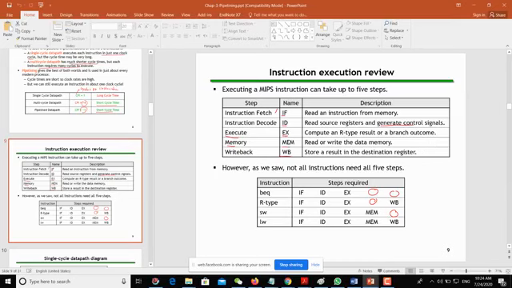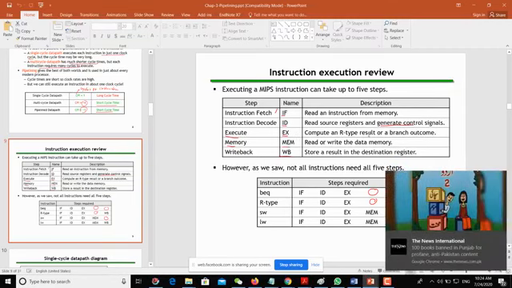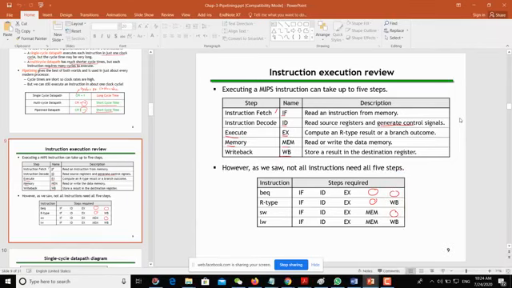EX means execute: compute an R-type result or a branch outcome. EX is used for execution, and what happens is that an R-type result is computed, or a branch outcome is generated. The outcome is obtained after executing this step.